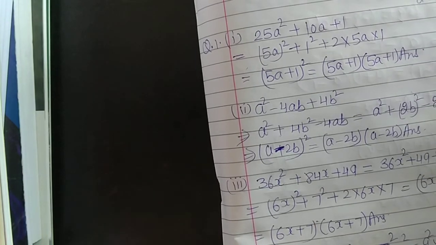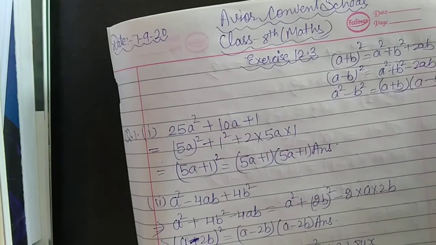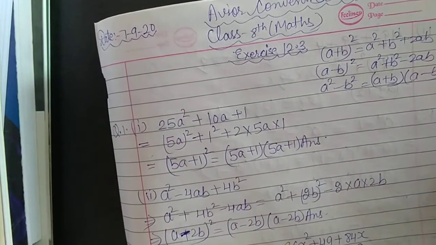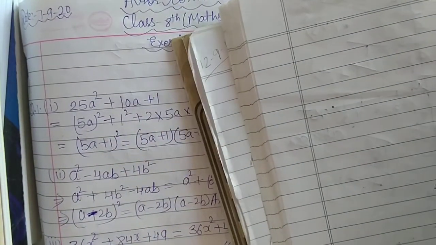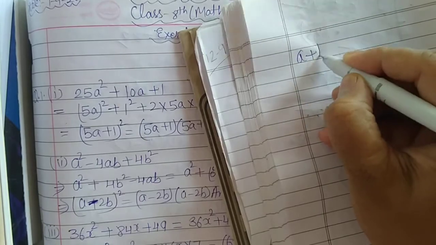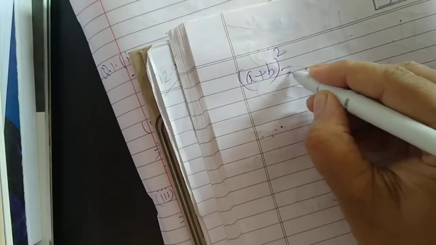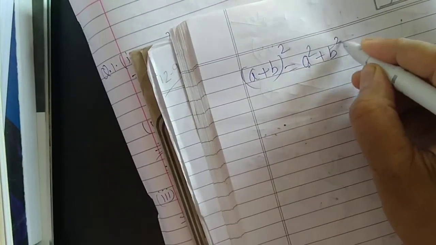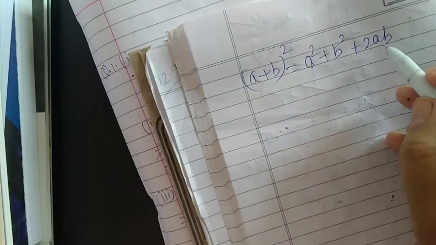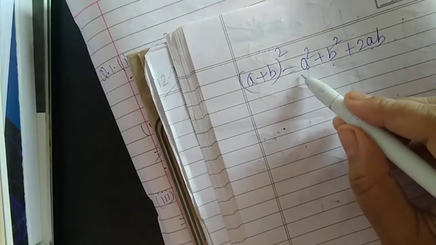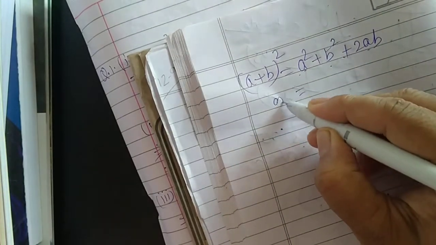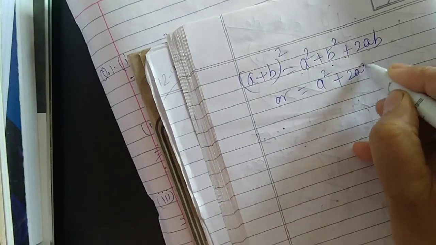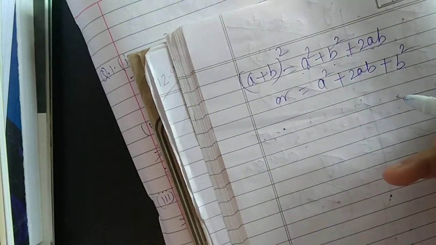Students, today I will start exercise 12.3. In this exercise we will use three identities. The first one is (a plus b) whole square is equal to a square plus b square plus 2ab. Sometimes this term is written in between a square and b square, so it doesn't matter. It can also be written a square plus 2ab plus b square.